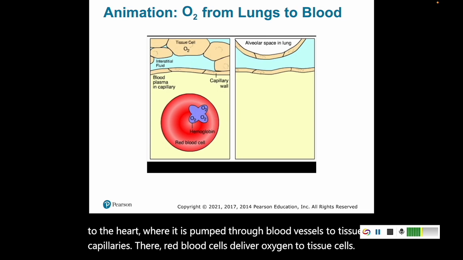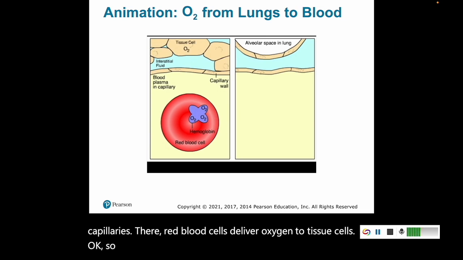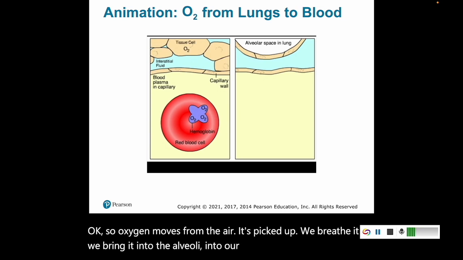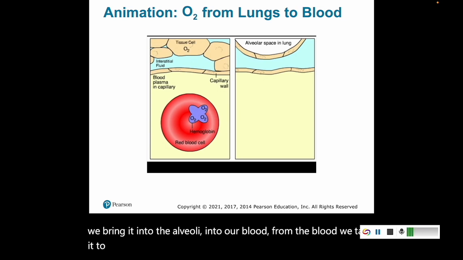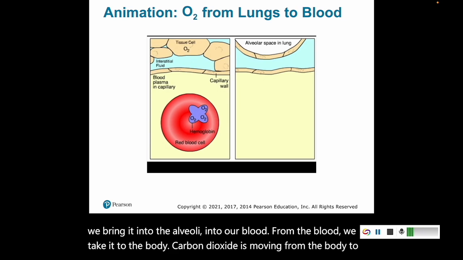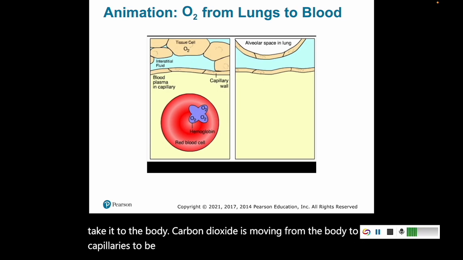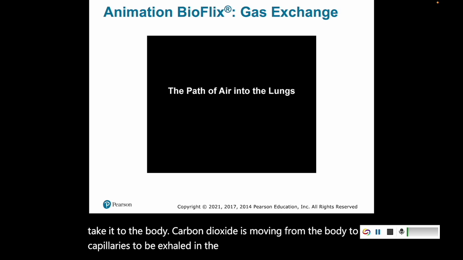Okay, so oxygen moves from the air, it's picked up, we breathe it in, we bring it into the alveoli, into our blood. From the blood, we take it to the body. Carbon dioxide is moving from the body to the capillaries to be exhaled in the lungs. Okay, one more little clip.